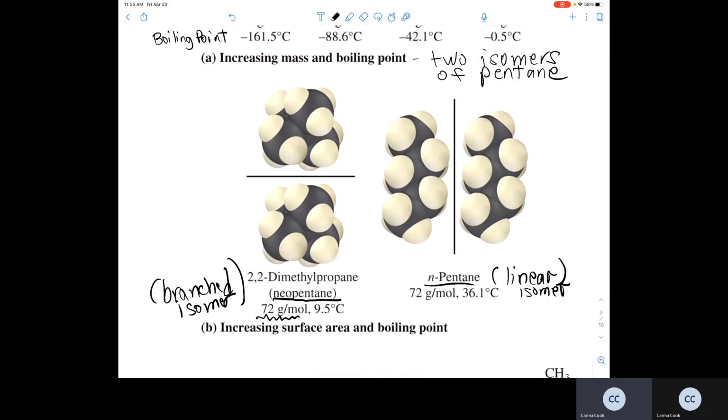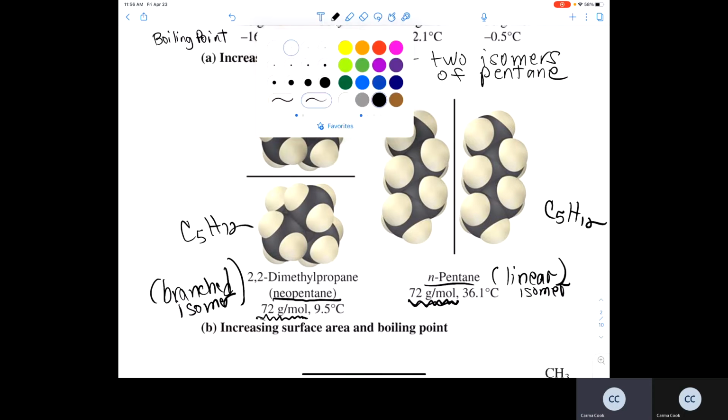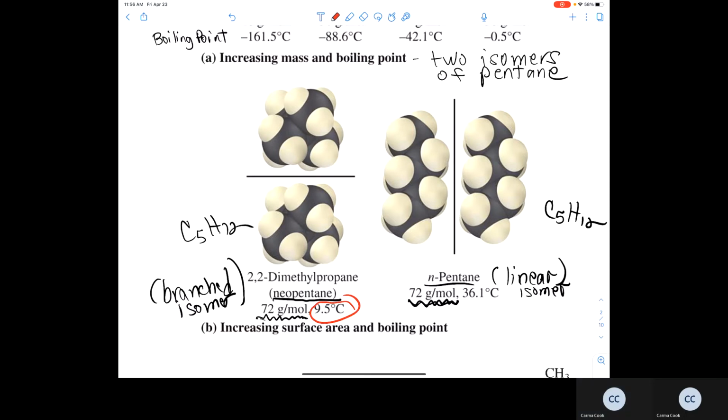You can see that they have the same molar mass because they've got the same structural formulas. This one is C5H12. This one is also C5H12. So they've got the same molar mass because they've got the same formula. But note the difference in their boiling points. The branched isomer has a lower boiling point than the linear isomer.